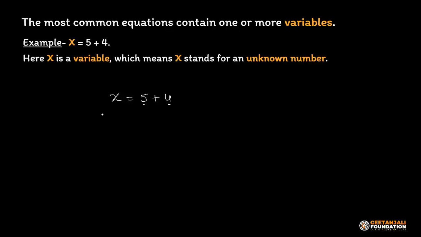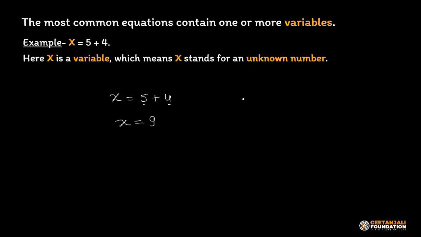But you know one thing for sure, if you want to make it a true equation, you should have equal value on the left side as well. So first we will see 5 plus 4 gives you 9. So on the right side you have 9, but on the left side you don't know what the value is. So you will assign some value to this variable so that it becomes a true statement. It is quite clear that you should assign 9 to this x so that this becomes a true statement.